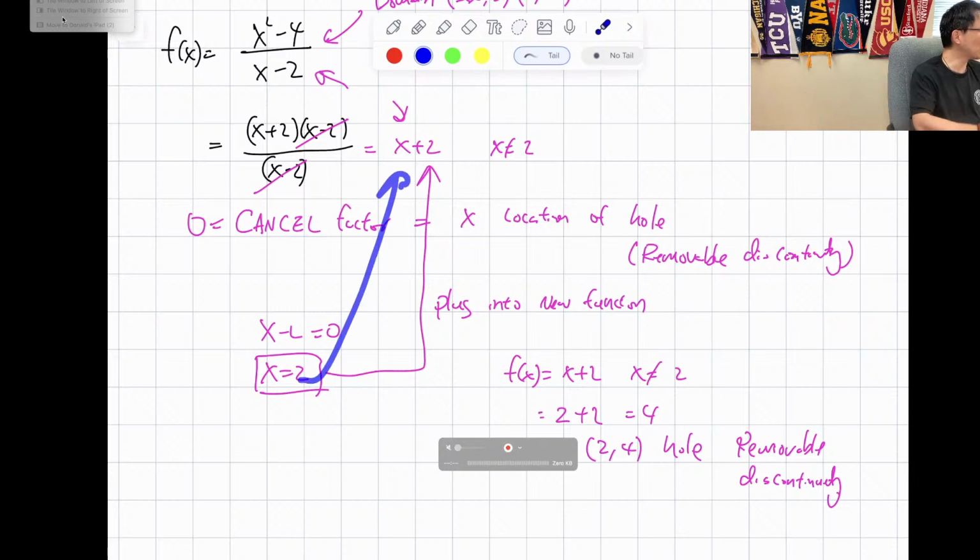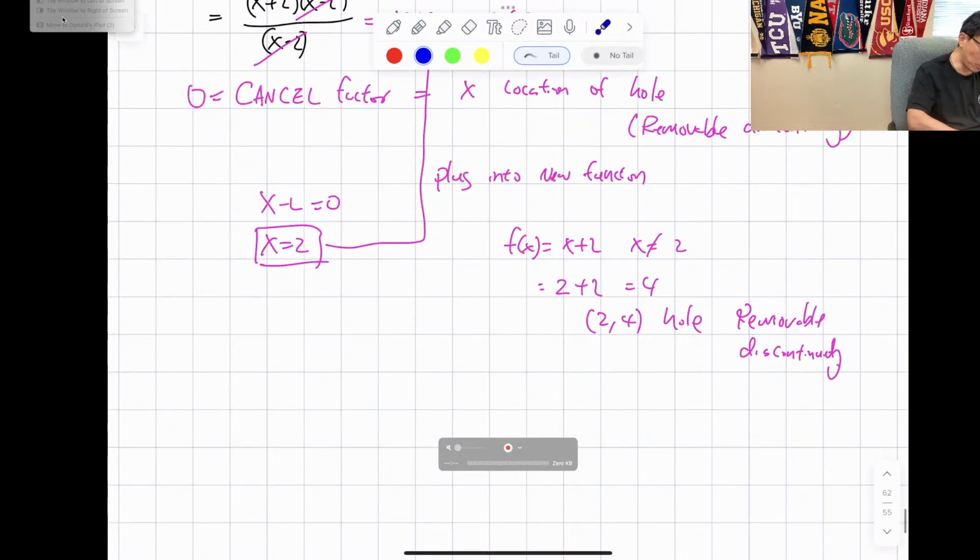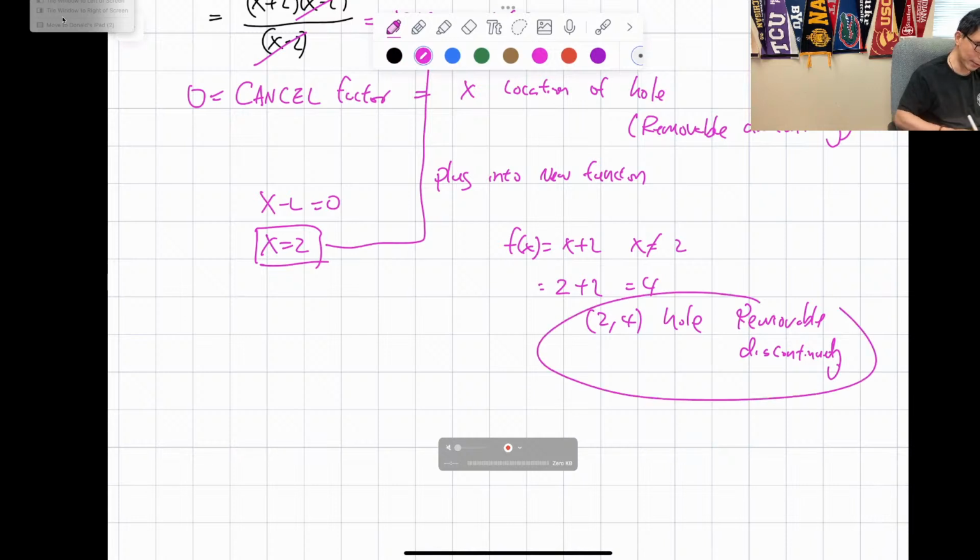Because I want to find a coordinate of a new equation, I'm going to plug the 2 into the new equation. I cannot plug into the old equation because I'm going to get undefined, or it's actually known as indeterminate. But that's a removable discontinuity. So the hole is at 2 comma 4, a removable discontinuity.